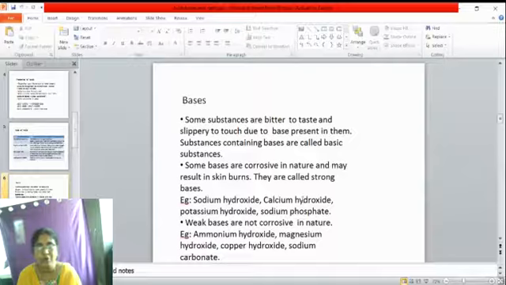Now we'll move on to the bases. What are these bases? As we have referred earlier, acids are sour to taste, whereas bases are bitter to taste and also slippery to touch. So, these substances which are bitter to taste and slippery to touch are so because of the basic substances present in them, and they are called basic substances.